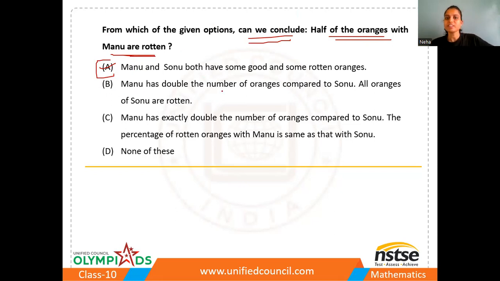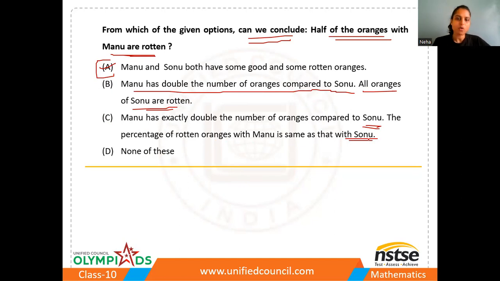Option B, Manu has double the number of oranges as compared to Sonu. All oranges of Sonu are rotten. Can we do it with this? Okay, all oranges of Sonu are rotten, and Manu has double the number of oranges compared to Sonu. Let's move to the next one. Option C, Manu has exactly double the number of oranges compared to Sonu. The percentage of oranges rotten with Manu is the same as that with Sonu. And option D is none of these.